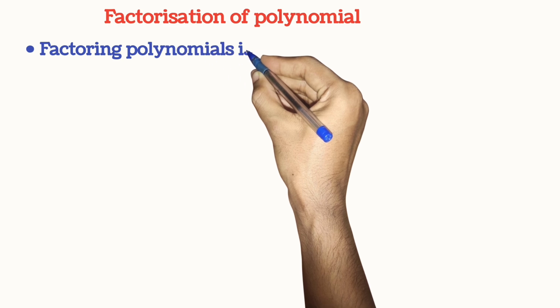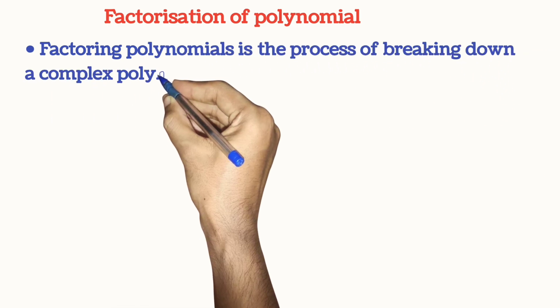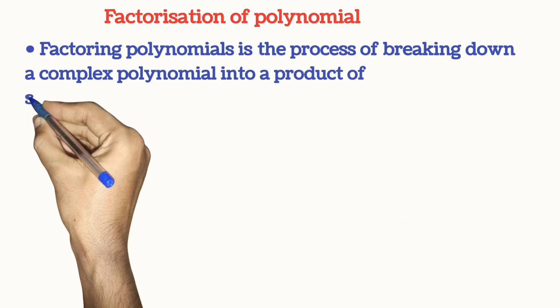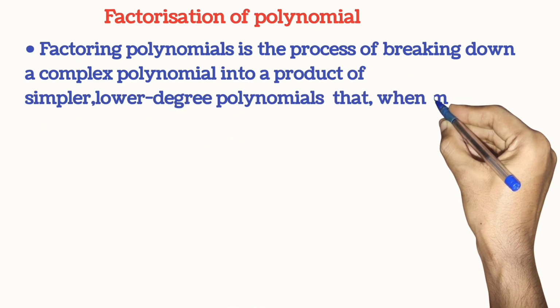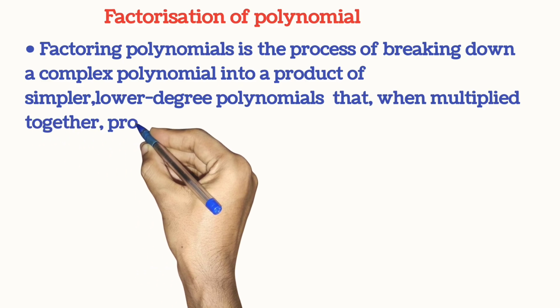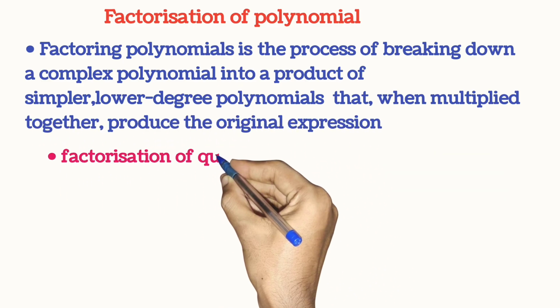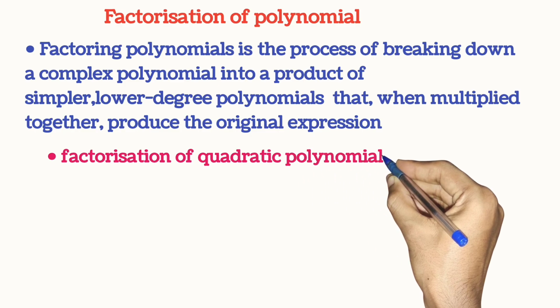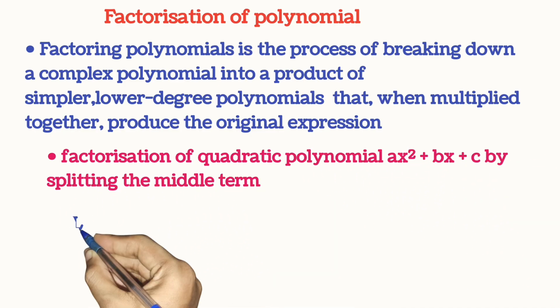Factoring polynomials is the process of breaking down a complex polynomial into a product of simpler or lower degree polynomials that, when multiplied together, produce the original expression. Now we will learn factorization of a quadratic polynomial ax square plus bx plus c by splitting the middle term.